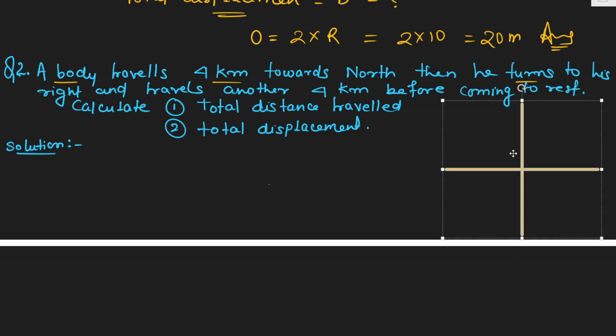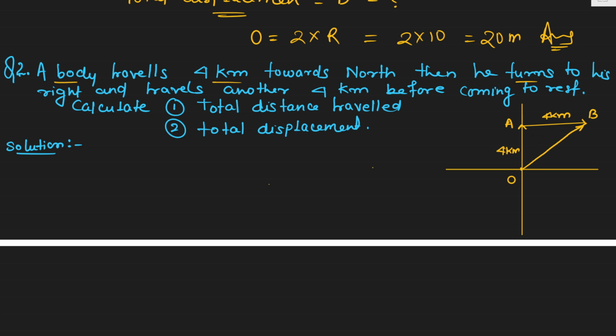So here you can see this. The body is starting from here and it goes 4 kilometers in this direction, suppose towards north, then moves towards right. This will be another 4 kilometers. So we will name it here. This will be position O, another position we have A, and another position B. So here this position is A and this position is B. And we will join this as well, for later.